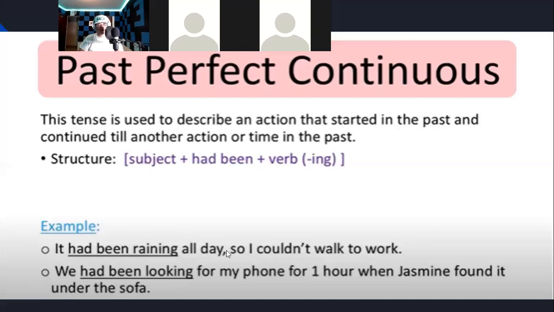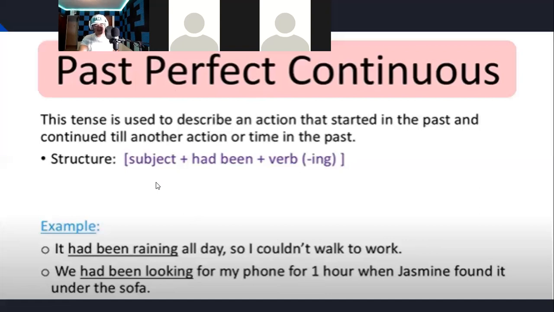Is it raining right now? Probably not, because the person already walked to work. So it had been raining all day, but stopped raining, and then he got to work eventually because the action of having been raining happened, but it looks like it's completed because it is perfect. Something that's perfect is something that's complete.